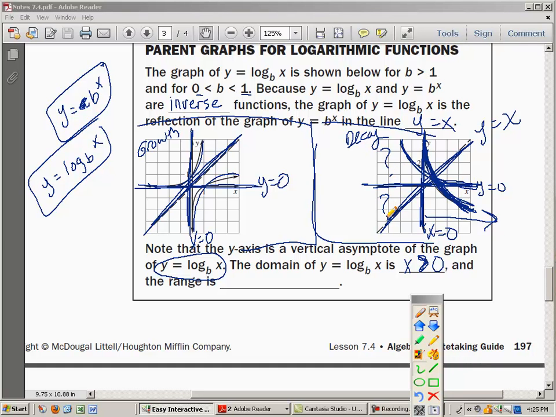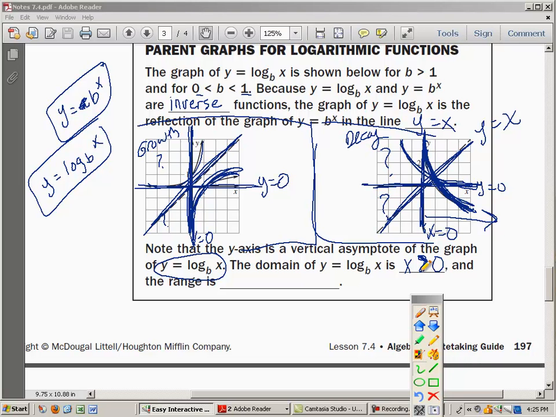Same thing here. Here's my logarithmic graph. Notice that it gets to an asymptote here at the vertical line x equals 0. And so again, this part of the graph doesn't exist for the logarithmic graph. And so again, the domain of the logarithmic graphs is x has to be positive.